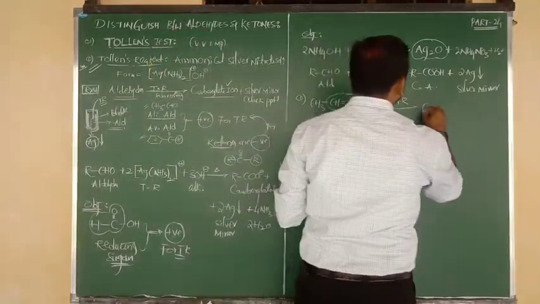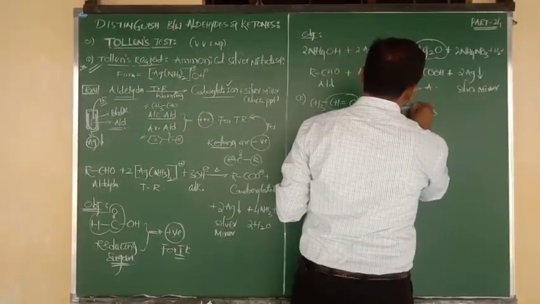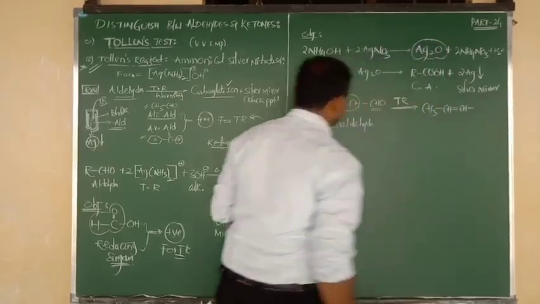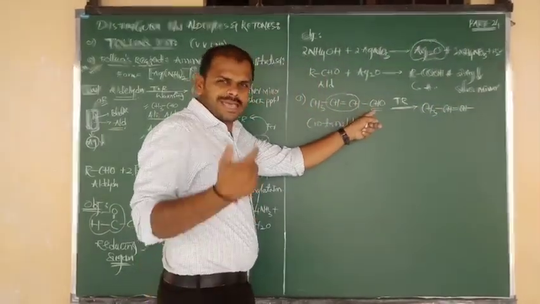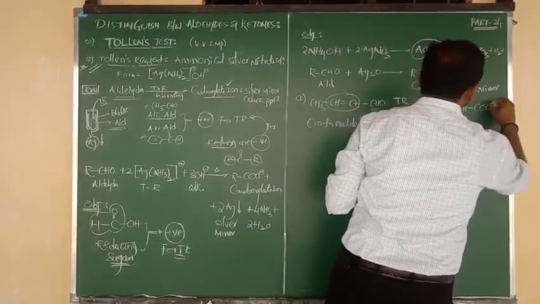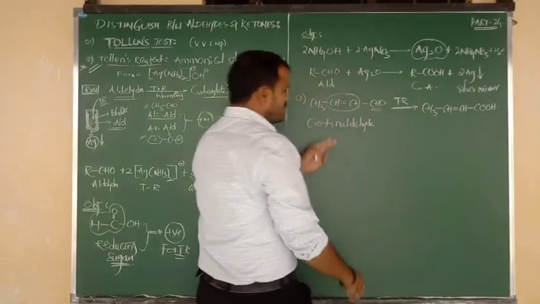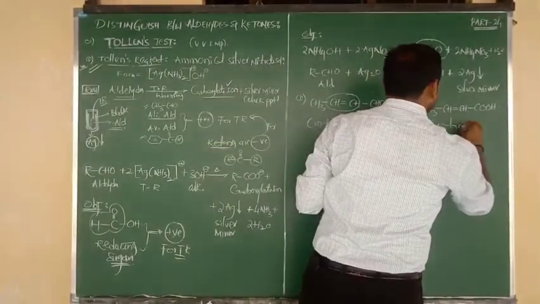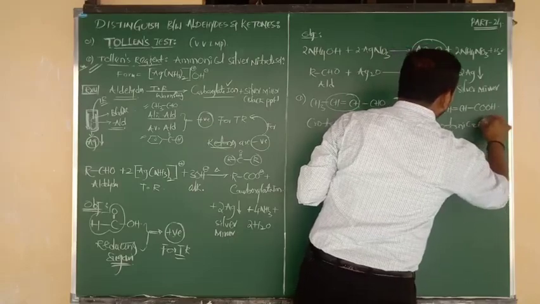So I am going to write the product: CH3 bonded to CH, double bond CH bonded to the aldehydic group, CHO. The group oxidizes into the carboxylic acid, so we can write COOH. So this is crotonaldehyde, and this is nothing but crotonic acid.